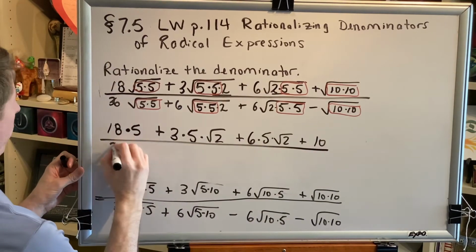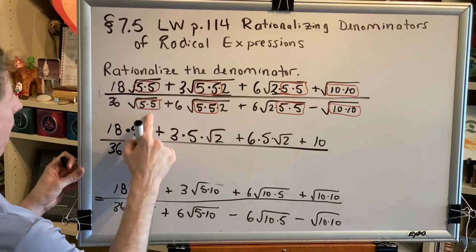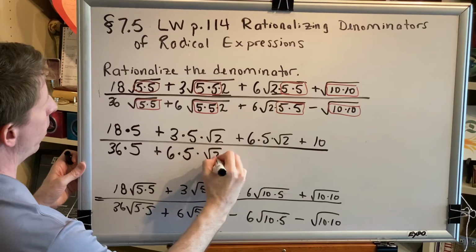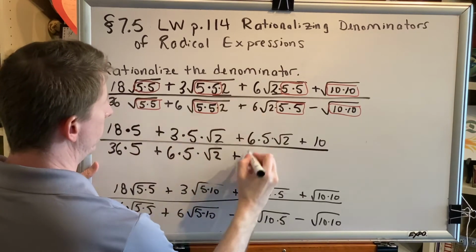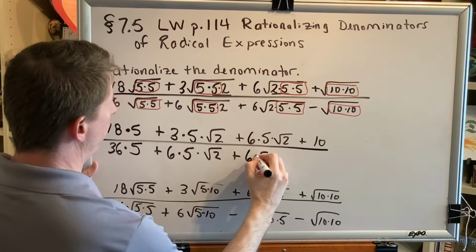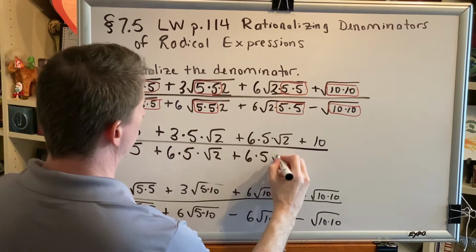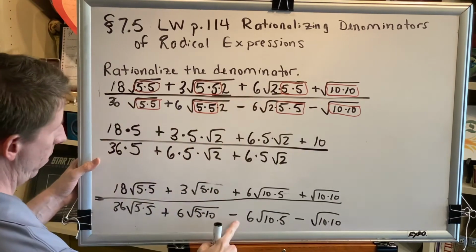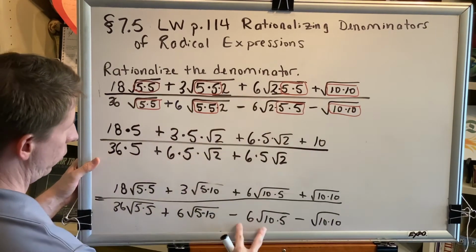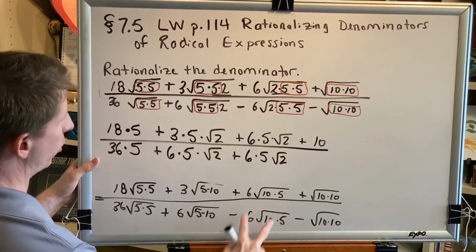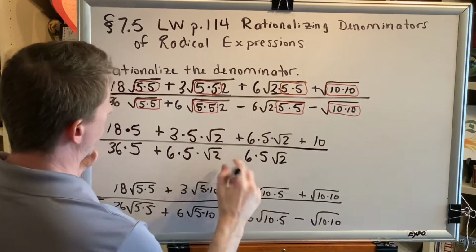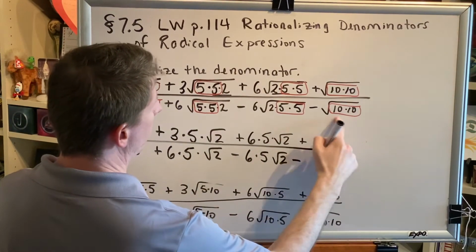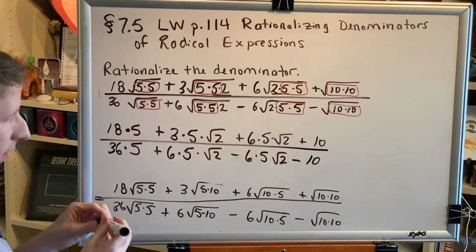Over 36 times a 5 plus 6 times a 5 times the square root of 2 plus 6 times a 5 times the square root of 2. This one should have been subtract. Sorry about the error there. This right here, when it got translated to here, this sign was wrong, should have been subtract. So this is subtract. Okay, so 6 times 5 times the square root of 2 minus 10 comes out, no longer need a radical, so minus 10.